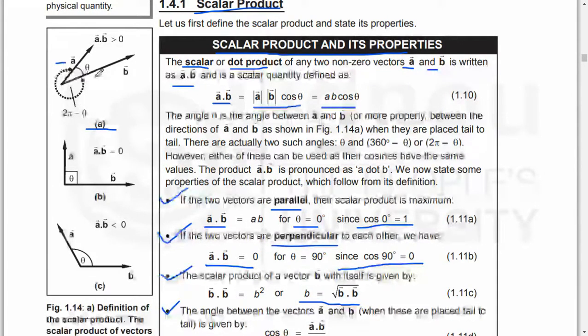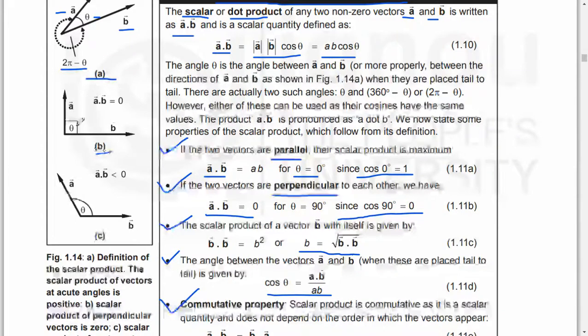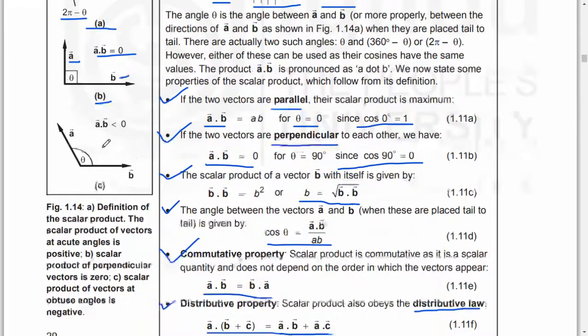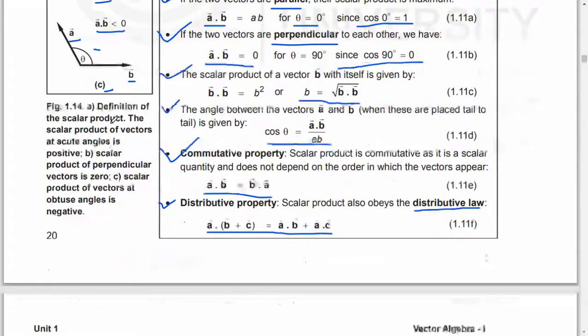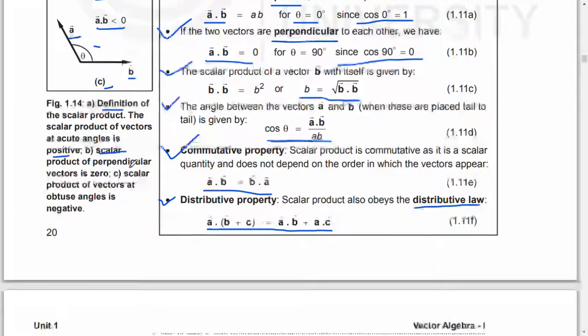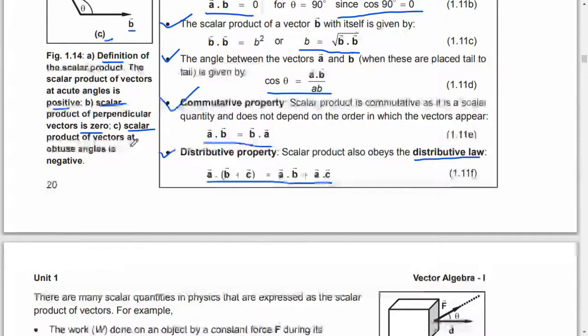A vector, B vector, theta: A dot B is greater than 0. A dot B equal to 0, theta 90 degree. A dot B less than 0. Definition of the scalar product: the scalar product of vectors at acute angles is positive. The scalar product of perpendicular vectors is 0. The scalar product of vectors at obtuse angles is negative.